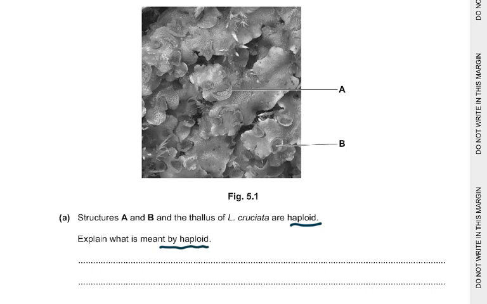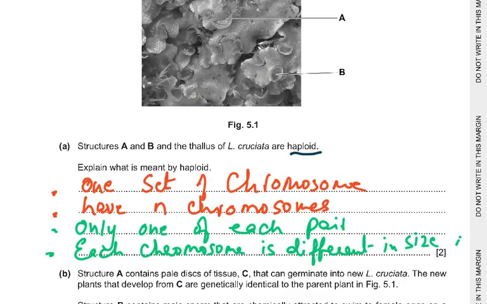Very simple. Haploid means one set of chromosomes, or you can say have n number of chromosomes, or half the diploid number, or chromosomes not in homologous pairs. Each chromosome is different in size, shape, gene loci. So basically a very simple answer: one set of chromosomes. I prefer the answer of only one of each pair. N is the terminology that we use for haploid, and for diploid we say 2n. I'm just trying to explain it to you. And each chromosome is different in size.